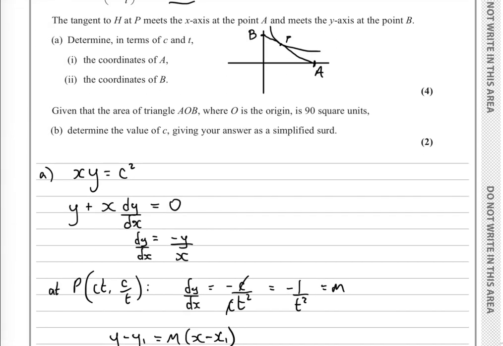Given that the area of triangle AOB, where O is the origin, is 90 square units, determine the value of c, giving your answer as a simplified surd. So we're using what we just found. The x-coordinate of A gives us this distance here. The y-coordinate of B gives us this distance, and half of those two multiplied together gives us 90.